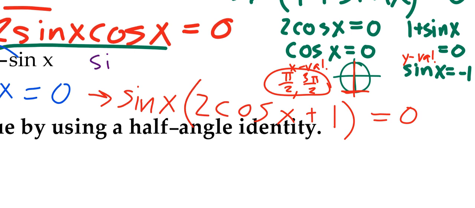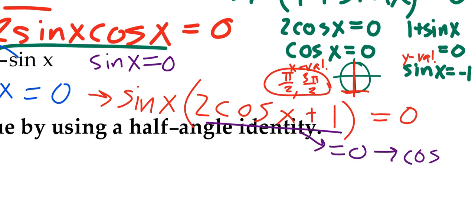So we've got sine x equals 0. That's pretty nice and easy. We got that one already solved for. What about the other one? If we set that equal to 0, we end up finding out that cosine x equals negative 1/2.